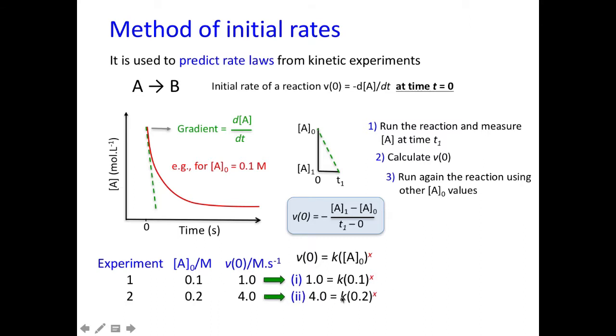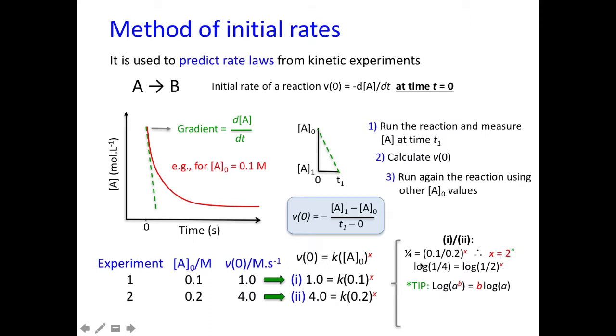In the second reaction, I have 2 different values for V0 and the concentration of A, so I have two equations. Now I just need to divide. Let's divide the first by the second equation here. In this case, I get 1/4 is equal to this amount, where we can see that x is equal to 2.